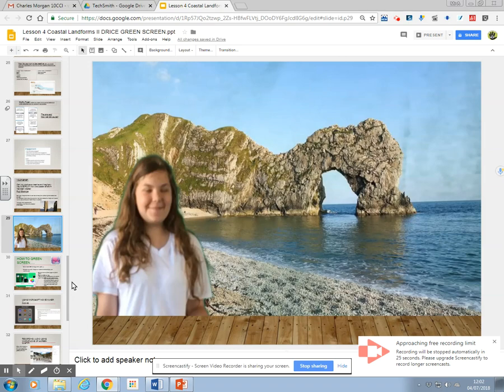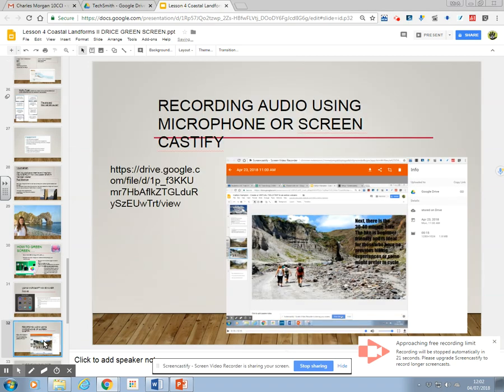But that was it. And if you're wondering how I've done all this and presented this to you today, I've used Screencastify, which is a little add-on you can get free of charge from the Google Chrome store. Just go to Google Chrome, look for Screencastify, and at the top on your toolbar here, you can see the Screencastify symbol, and that will enable you to do these screen video files.